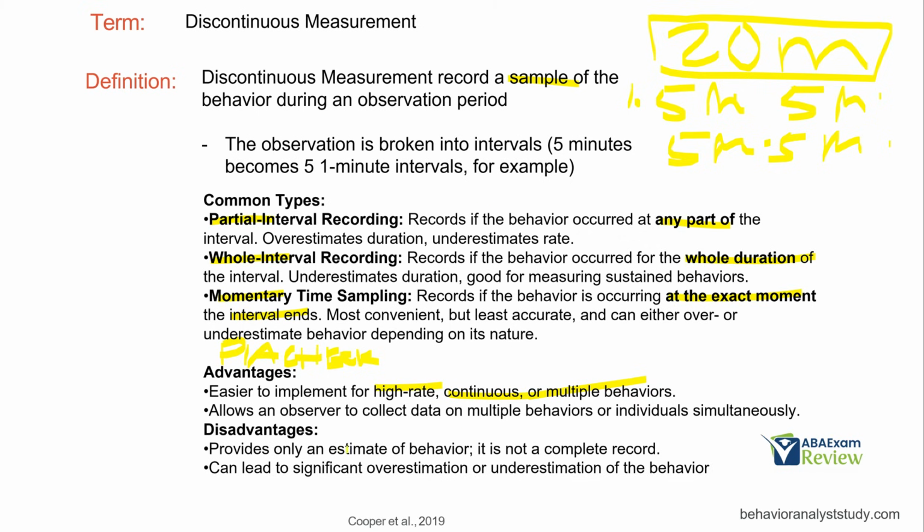Disadvantages: it's only going to give you an estimate. It's definitely not a complete record by any means. It's only a sample. And it can lead to overestimation or underestimation of the behavior. So be careful with discontinuous measurement. Be very, very smart about how you use it.